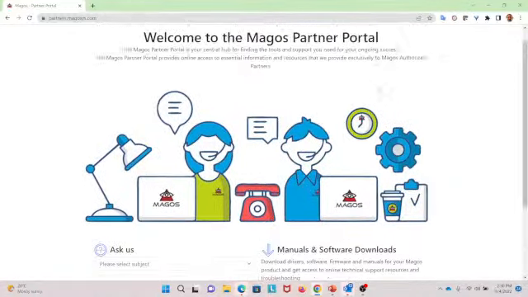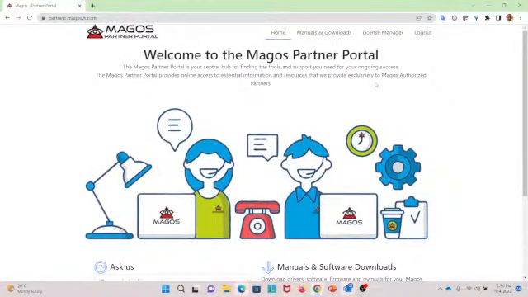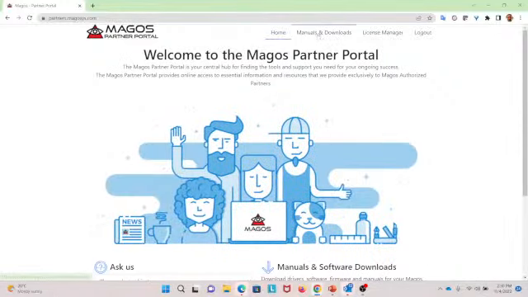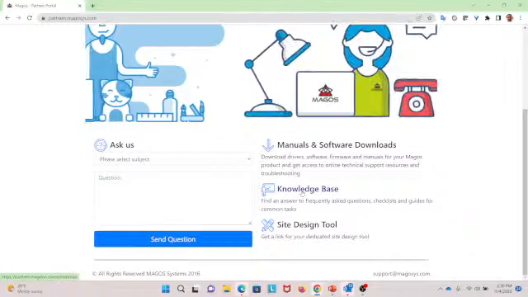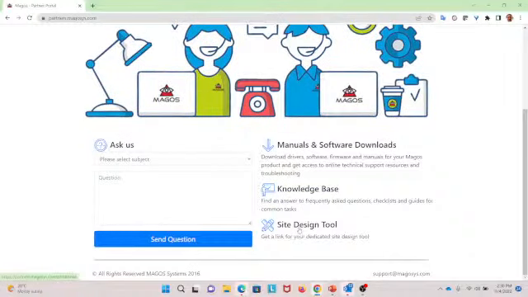Once you have a login, you can use all those different areas: downloads and whatnot, the license manager for those who are managing the licenses by themselves. The knowledge base is quite useful as we have the camera models and integrations listed over there, and down here you find the site design tool.